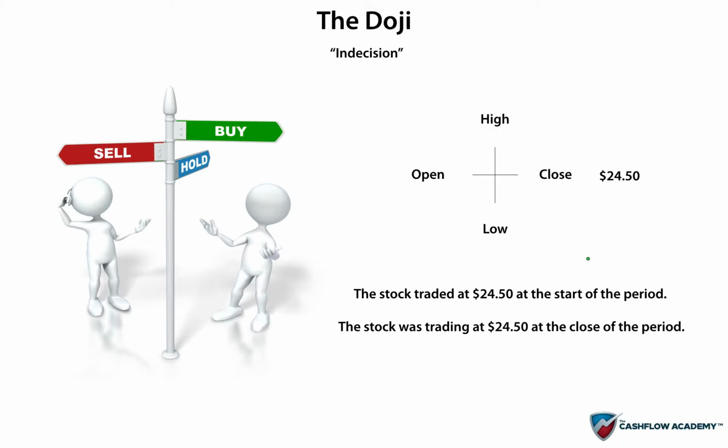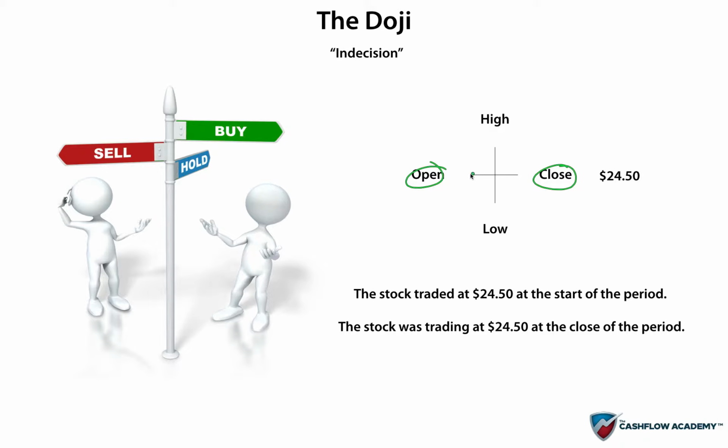In other words, it means that this stayed the same because people couldn't decide whether they wanted to buy or sell. And that makes a lot of sense, because if you don't know if you want to buy the stock or sell the stock, you probably don't do anything. And so it just stays the same. It doesn't move very much during the day.